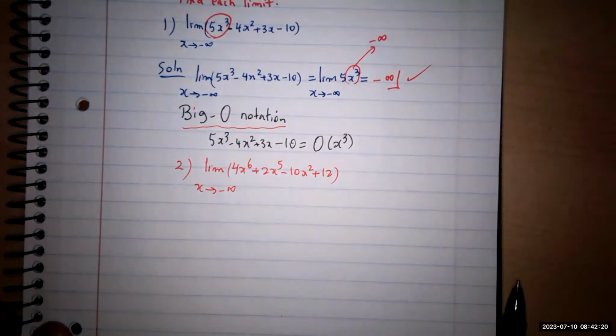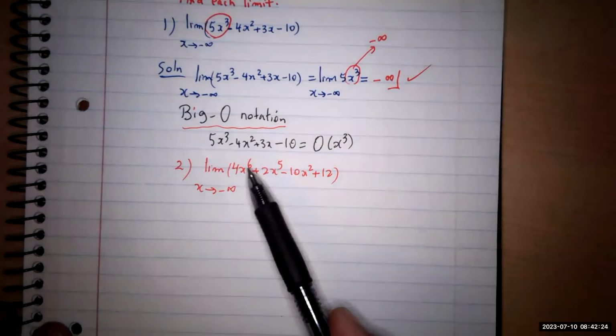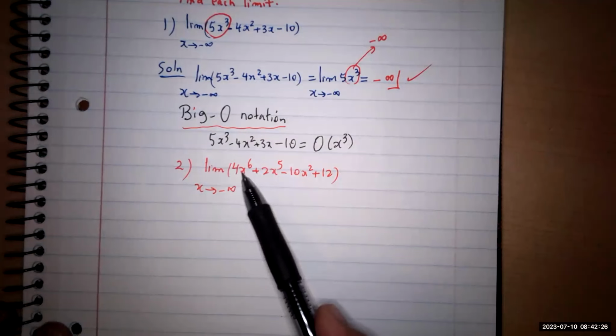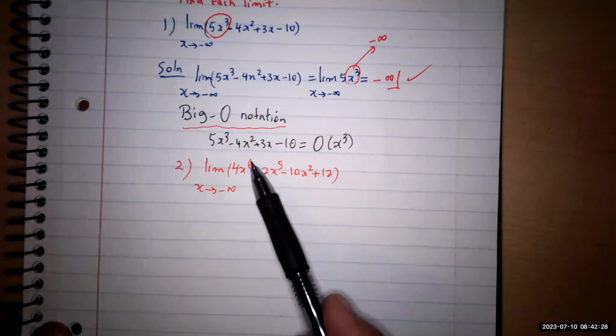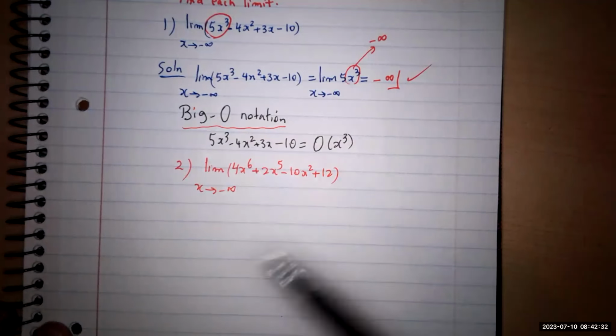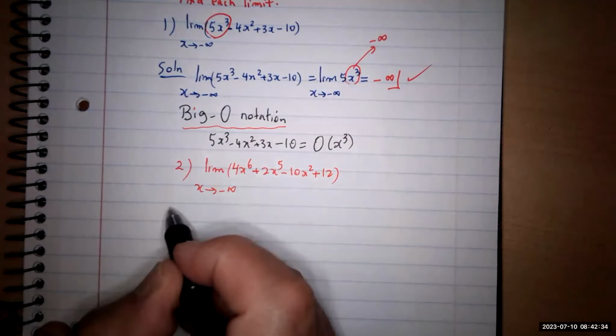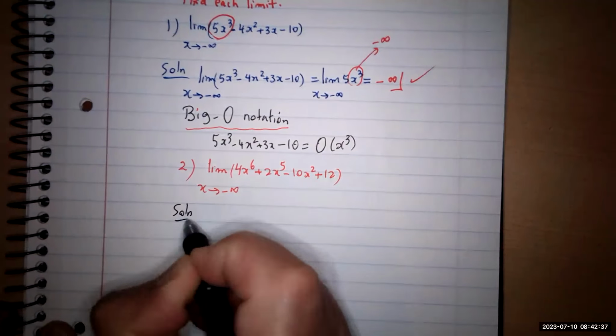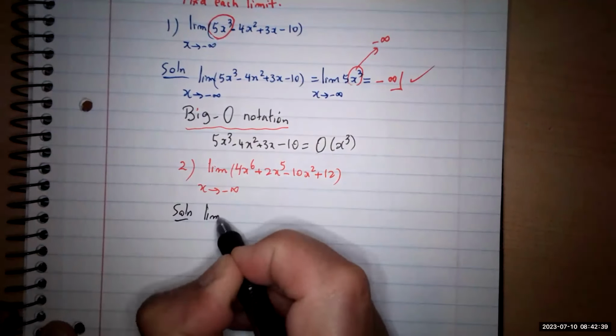Again, it's a polynomial, shrink it. So the limit of this is going to be like the limit of 4x to the 6. X to the 6 when x goes to negative infinity is positive. So the result would be positive infinity. We have to explain it. So we say we shrink it.